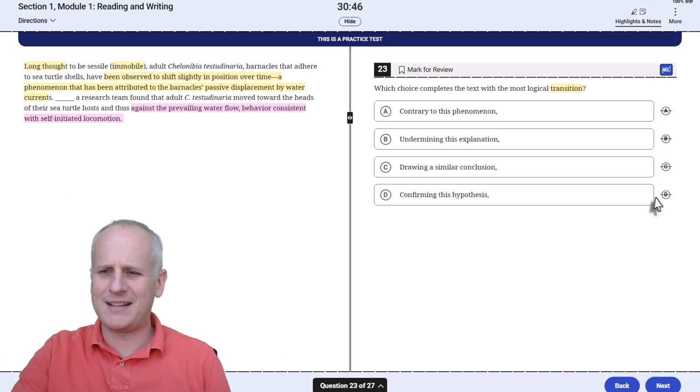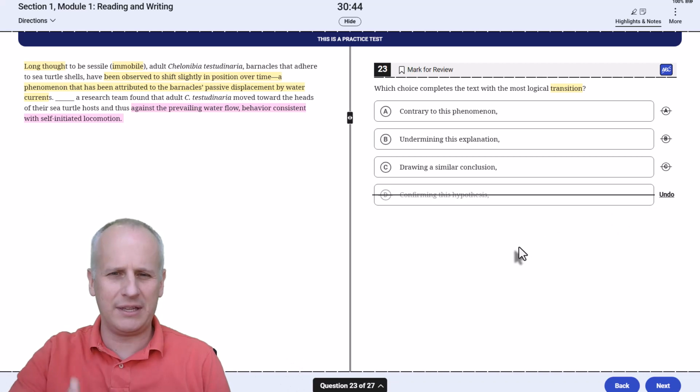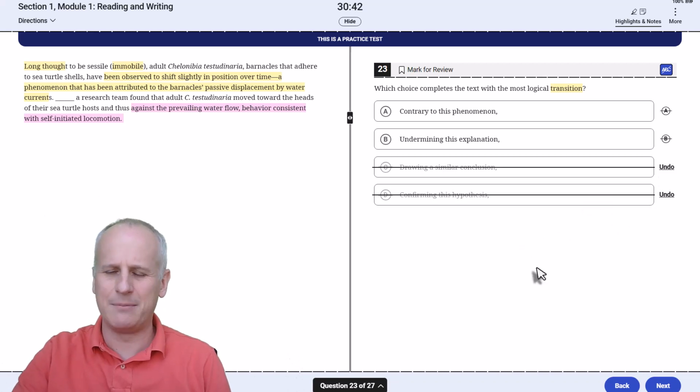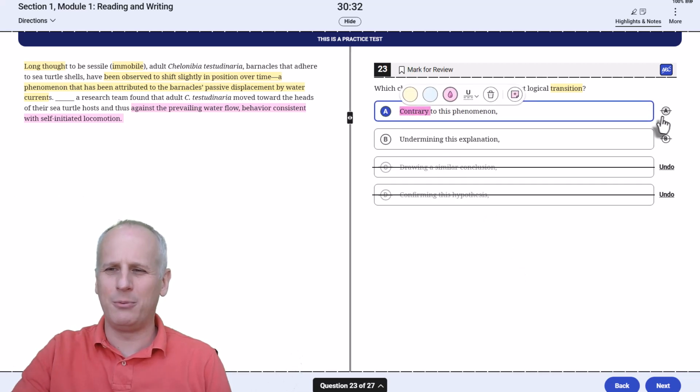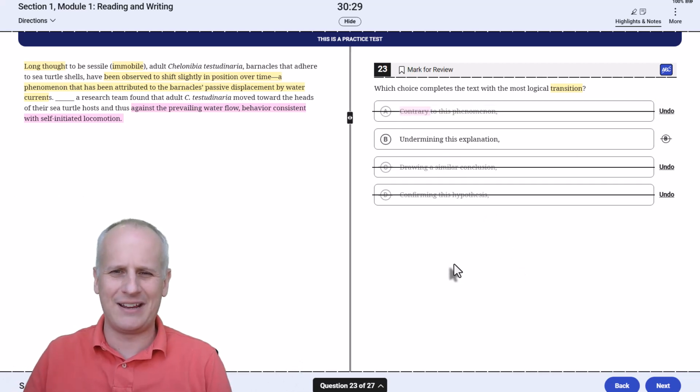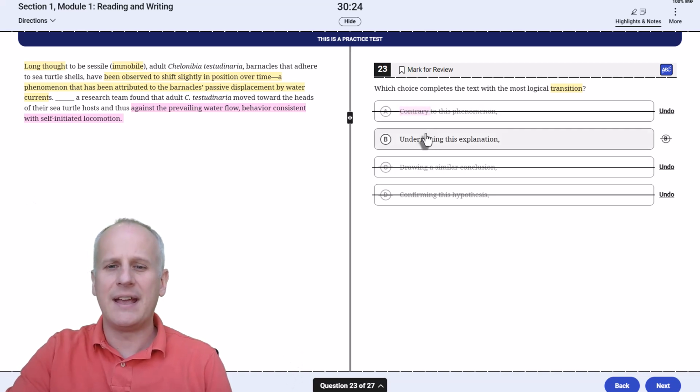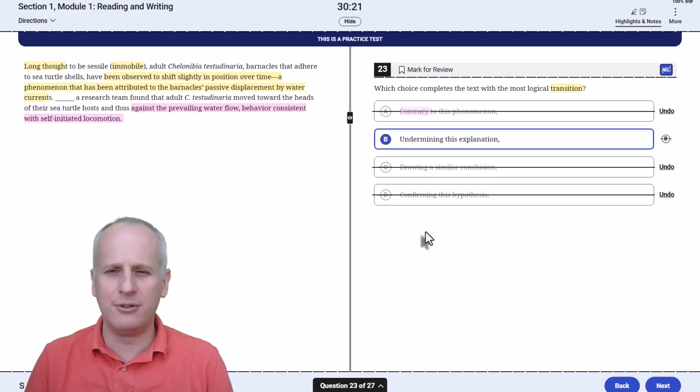So confirming this hypothesis is absolutely in agreement. Same thing with drawing a similar conclusion. So those two are out almost immediately as contextual or information reversals. Then, contrary to this phenomenon is actually going to be a little bit extreme. It's not contrary, it's basically just changing what we believe to be the cause of this phenomenon. And undermining this explanation absolutely matches.